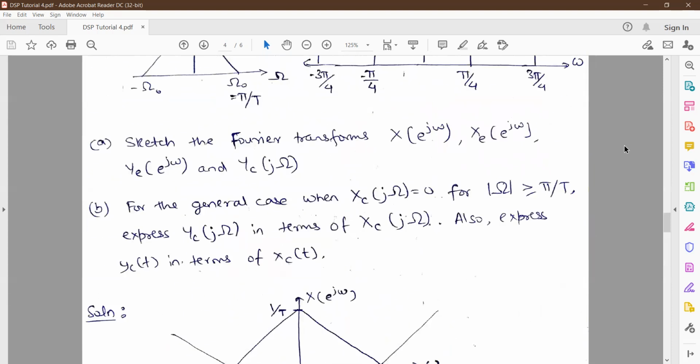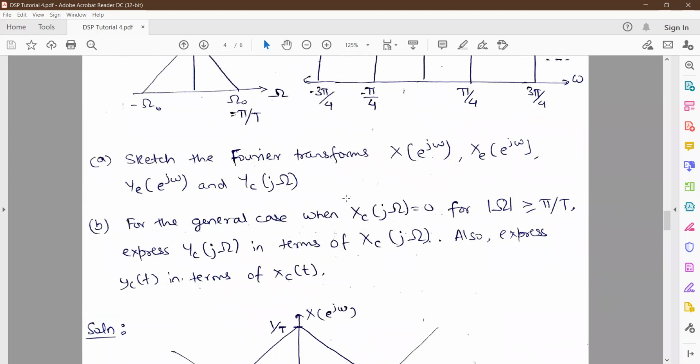Now let's come to the second part of this question. It says, if we consider the general case of the input being band limited, then we wish to express the CTFT of the output in terms of the CTFT of the input. And then we have to express the continuous time signal y_c(t) in terms of the continuous time input x_c(t).